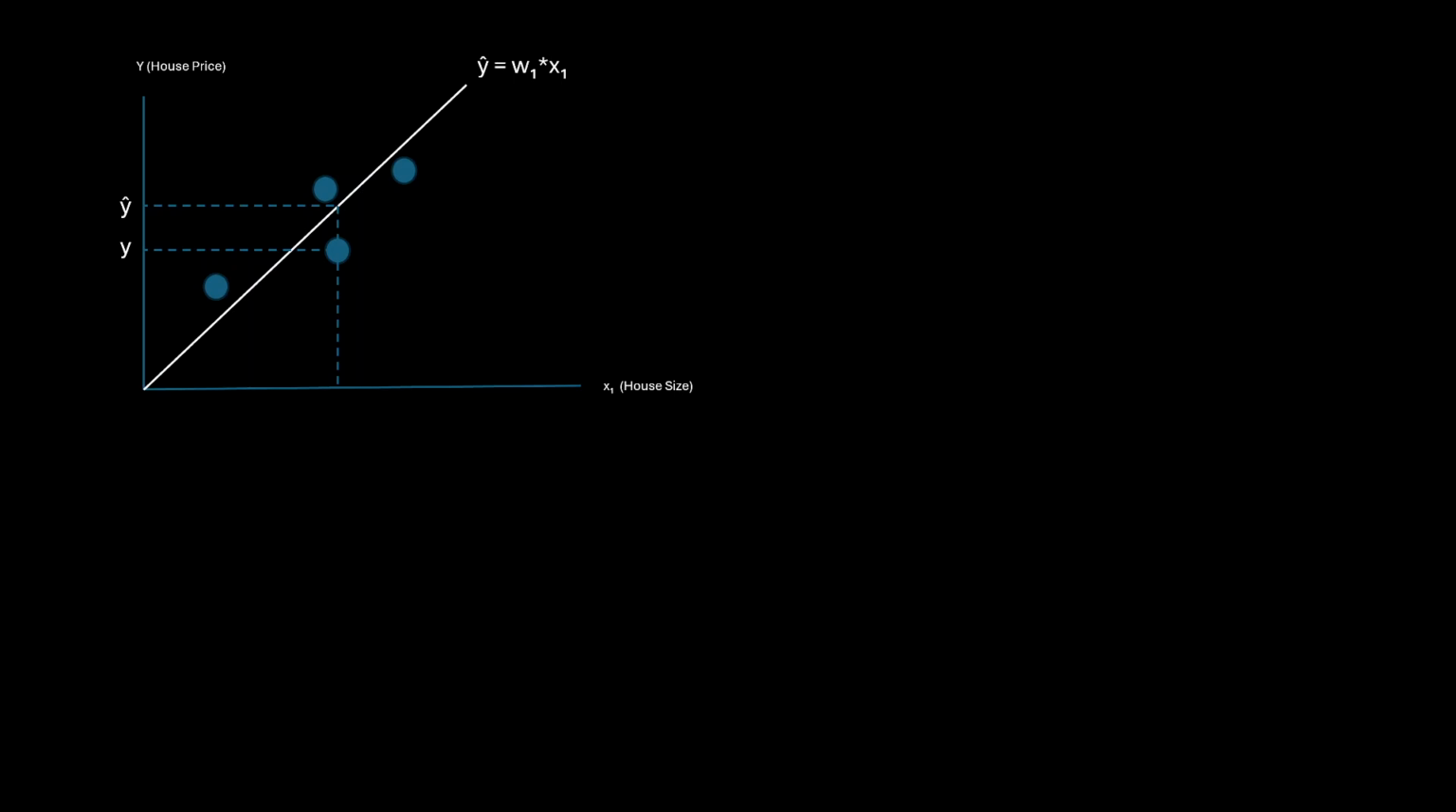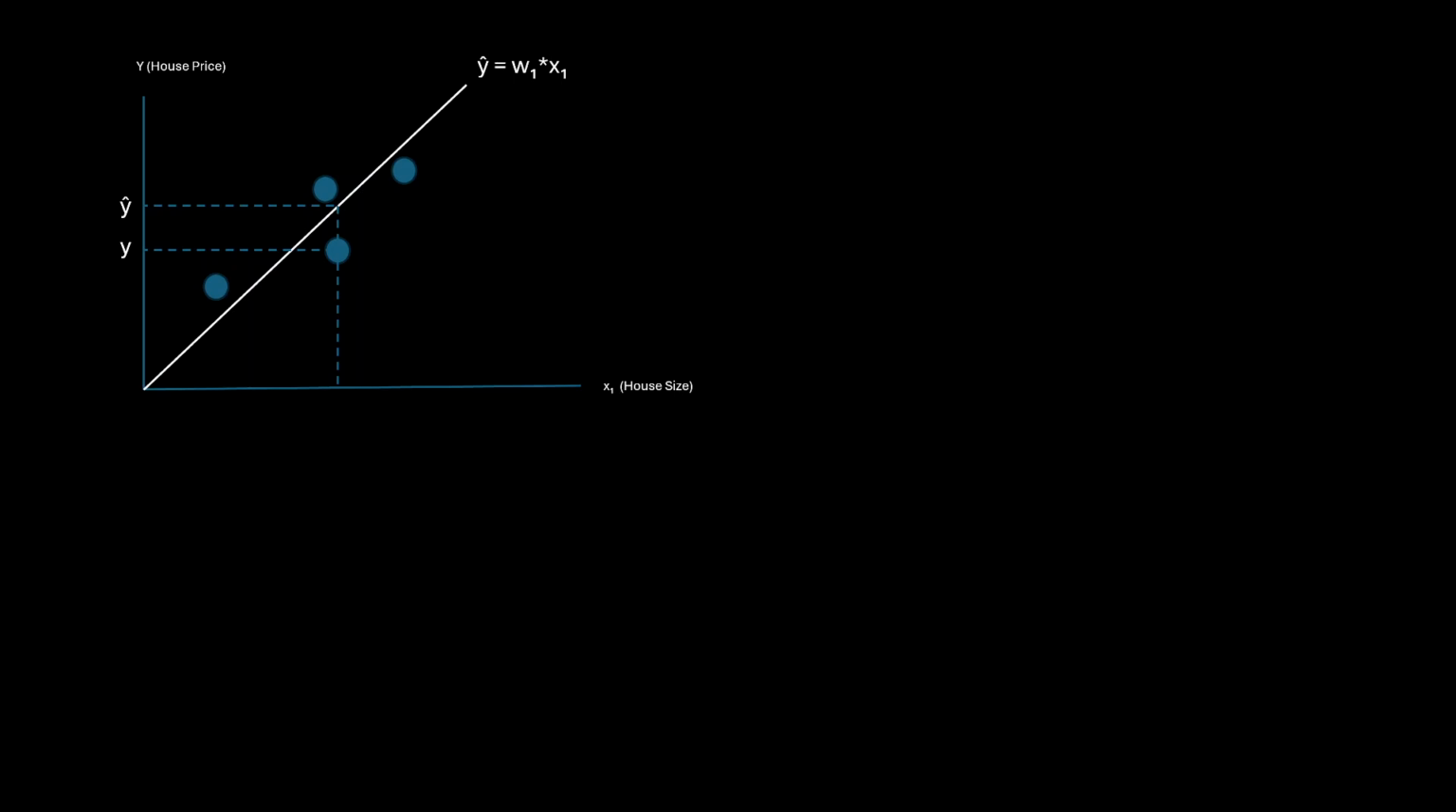The line goes through the origin at 0, and the equation for that line is y hat equals w1 times x1. It's y hat to distinguish it from the actual value.